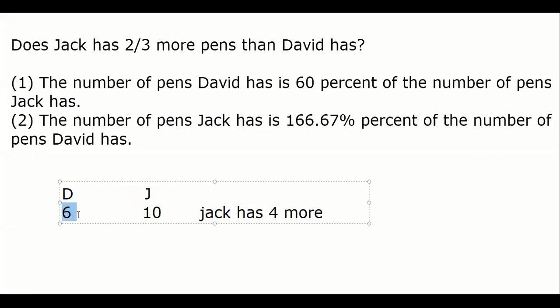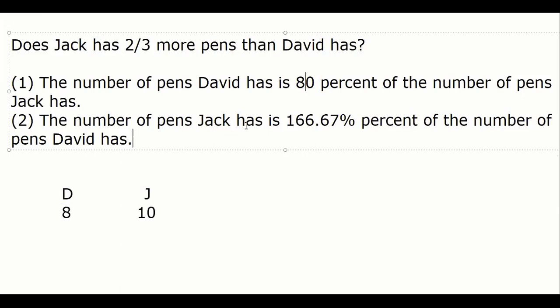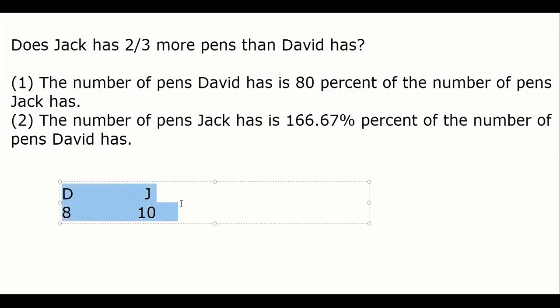Now tell me, Meghna, if I change the number like this, suppose David has 8 and Jack has 10, if I make the number 80%. Guys, I am still talking about statement 1 only. So, Meghna, if statement 1 is like this, the number of pens David has is 80% of the number of pens Jack has, from this can we answer the question above or not?